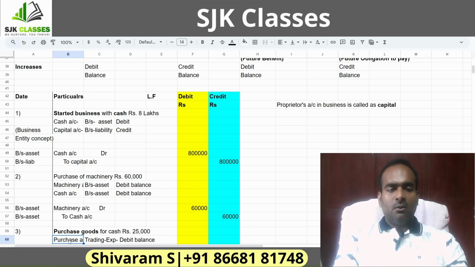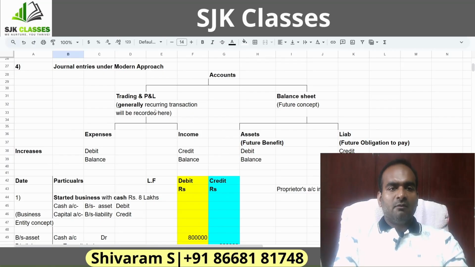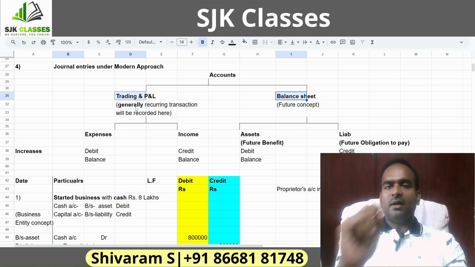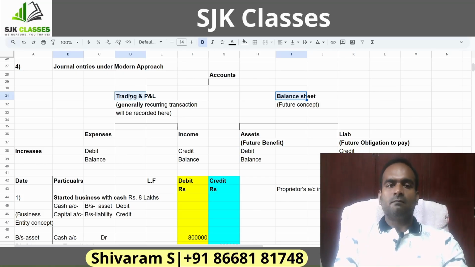And what is the other account involved here? How have you done this purchase? Through cash. So the other account involved here is the cash account. So the accounts involved are the purchase account and, second, the cash account. Purchase, what is the nature? Again, let's go back to the basics. Flow chart. First, macro view, we have two broad heads, trading P&L and balance sheet. Is purchasing of raw material a recurring transaction or a one-time activity? Raw material will be purchased frequently. So obviously, purchases has to be in trading P&L.